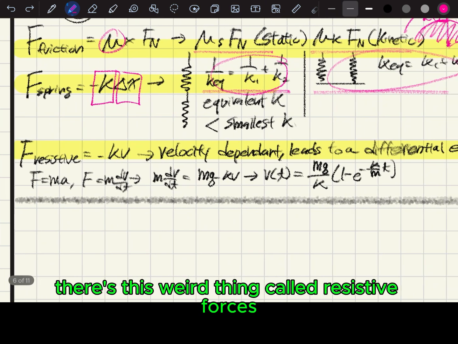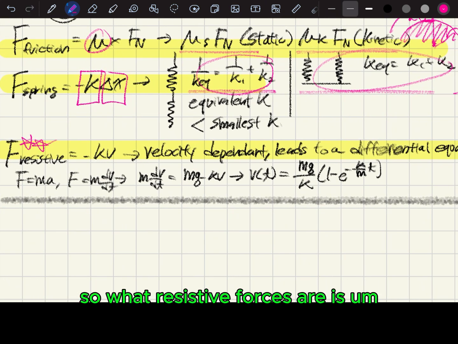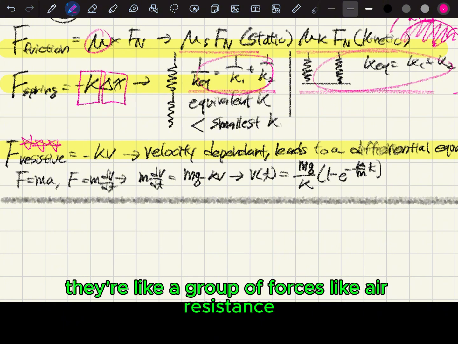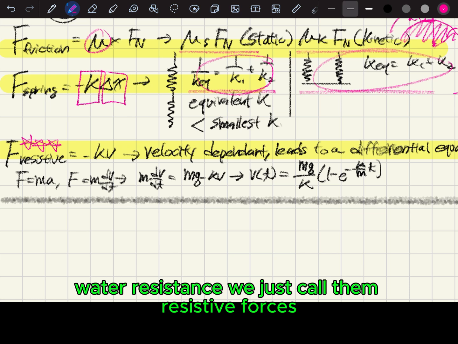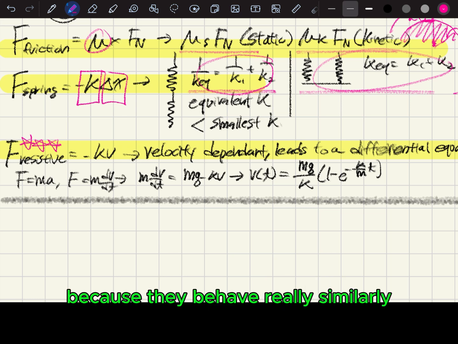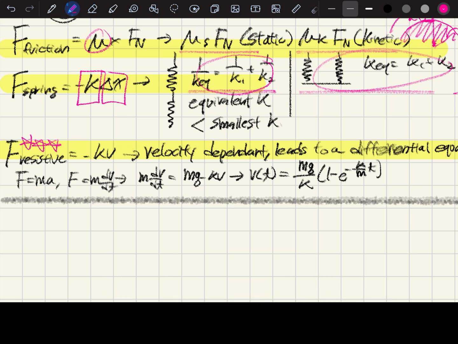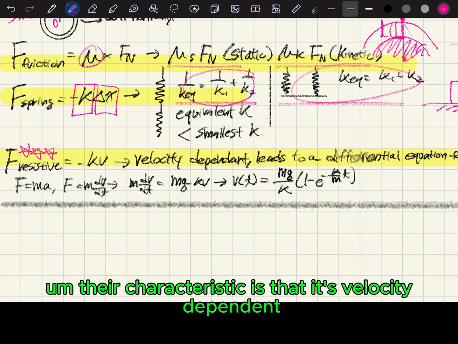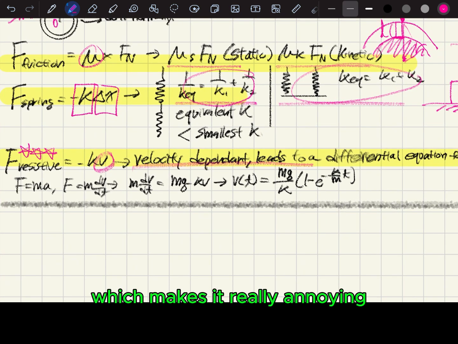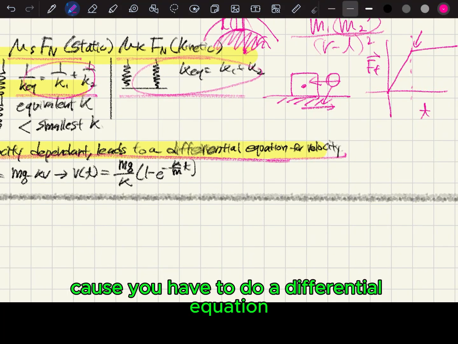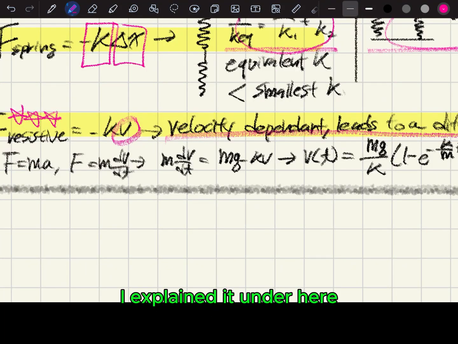And then there's this weird thing called resistive forces. Resistive forces are a group of forces like air resistance and water resistance. We just call them resistive forces because they behave really similarly. Their characteristic is that they're velocity dependent, which makes it really annoying because you have to do a differential equation. I explained it under here. It's pretty long, I'm really sorry.